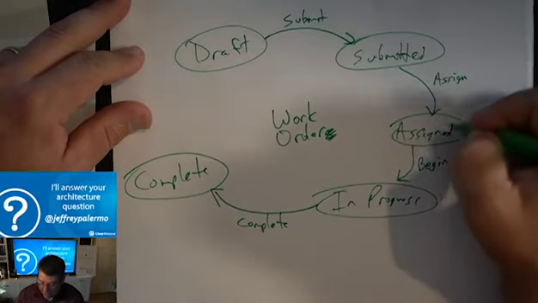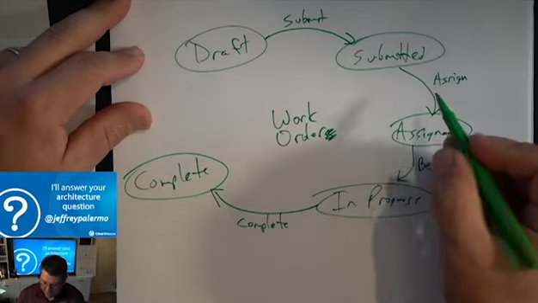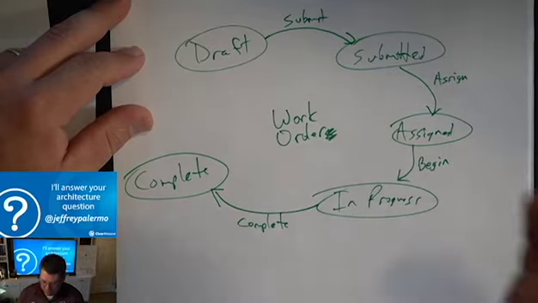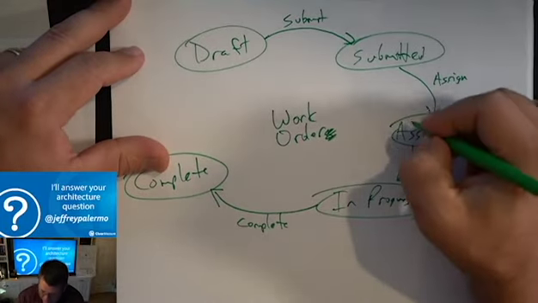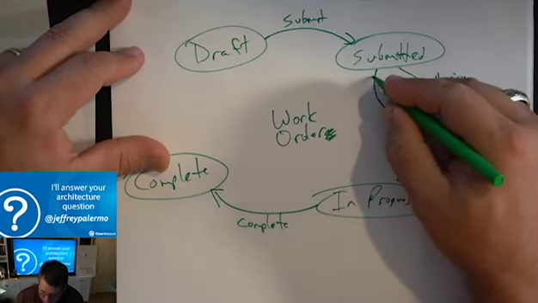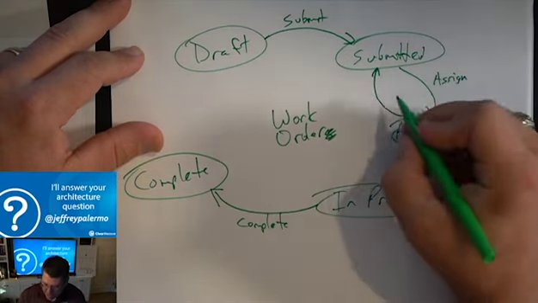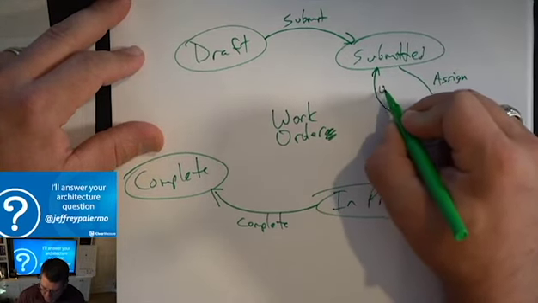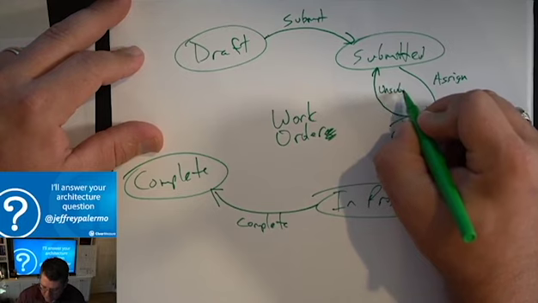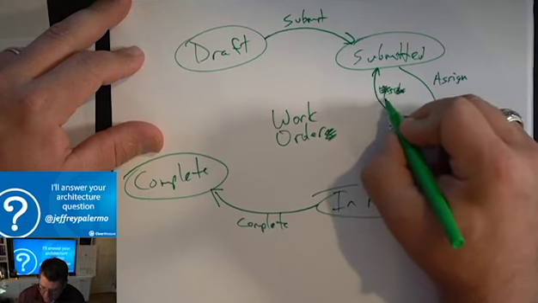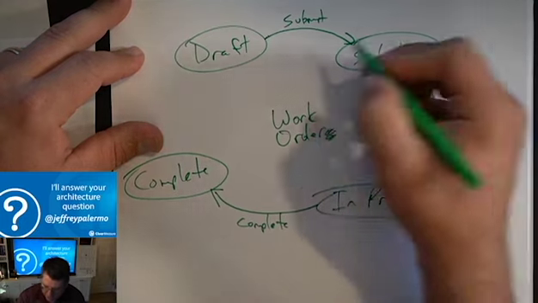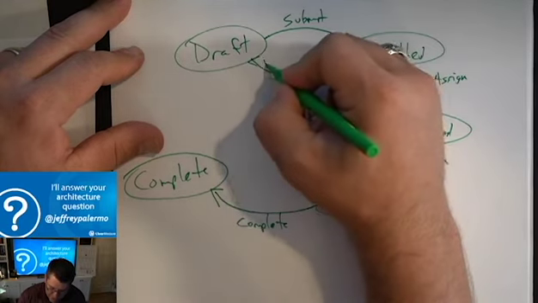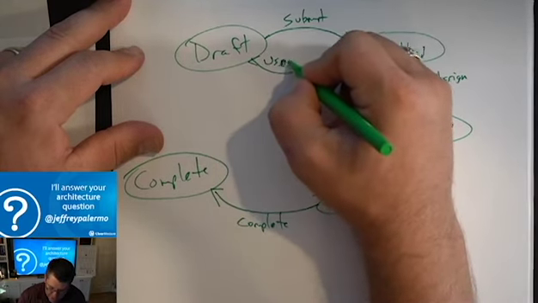Okay. Now, let's say I've assigned it, but now I say, no, I want to bring it back. I want to bring it back to this status. Now we can go backwards and we can say maybe not unsubmit, but unassign. And if I go backwards, I can unsubmit, submit.